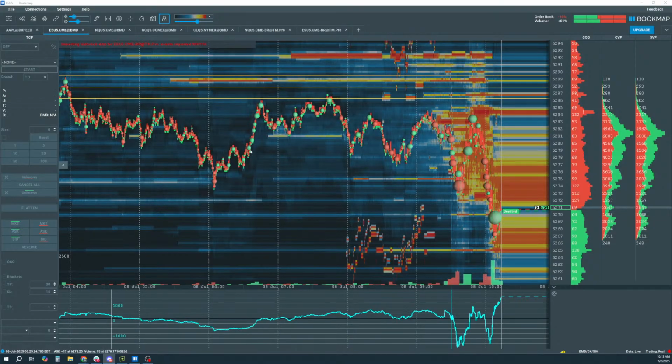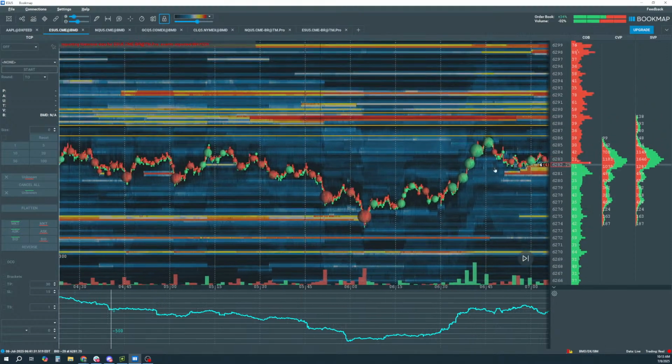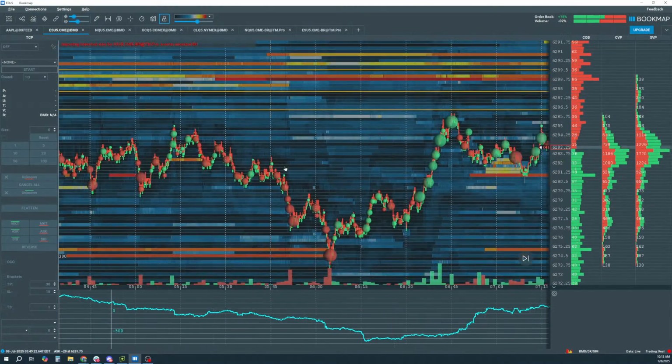All right, here's our setup right here. It was a beauty, I thought. Let me go through the details quickly because I want to get to the live market. This is our setup right in here.